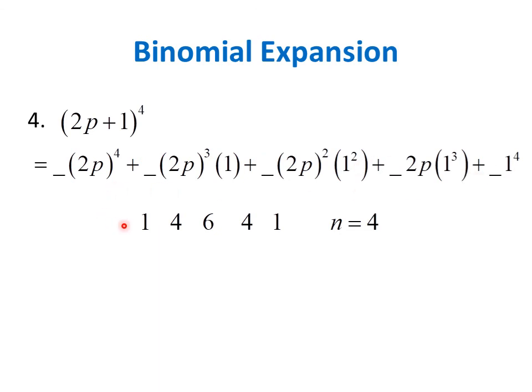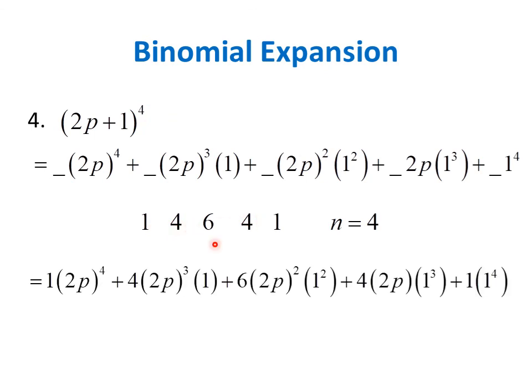Next step is to determine the coefficients of the terms. We know from previous examples that the line in the Pascal's triangle for n equal to 4 consists of the numbers 1, 4, 6, 4, 1. So we have to insert these coefficients into the terms. So 1 times that expression, we have this one. 4 times that, we have this expression. 6 times this, the third term, we have this expression. 4 times that is this one. And 1 times 1 to the 4 is this expression.